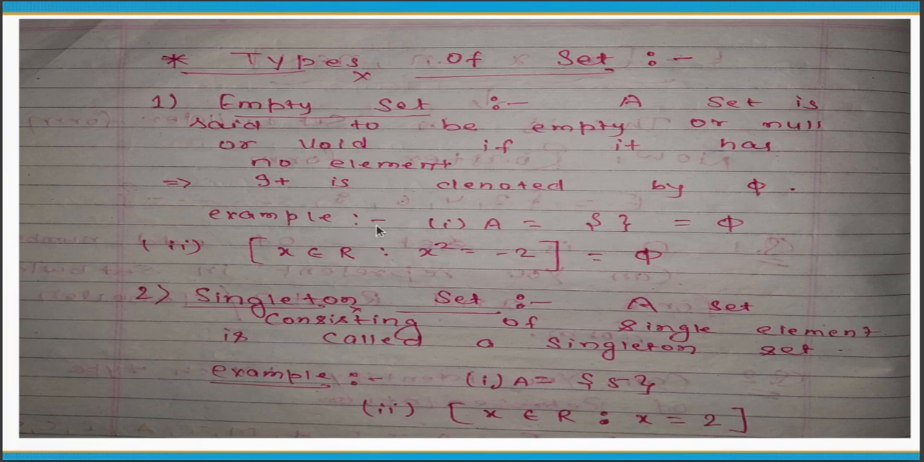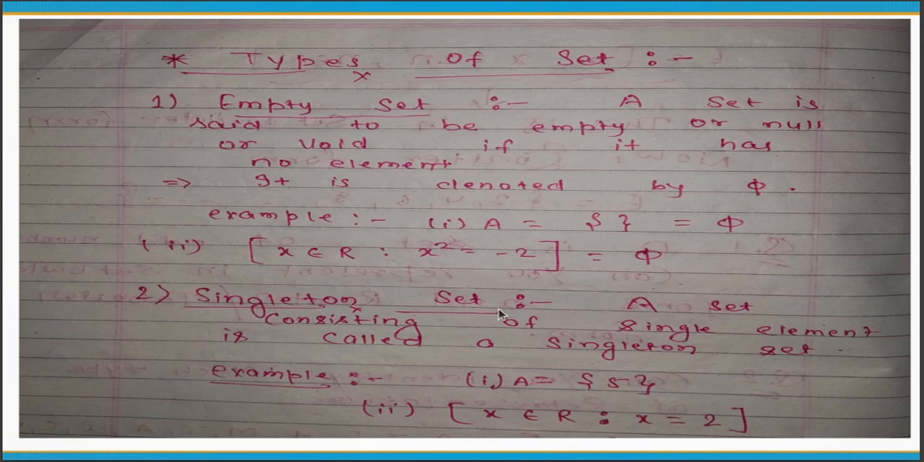For example, a set A is braces which has no element, equal to phi. Now another example is x belongs to R, x belongs to real numbers such that x squared equals minus 2. No real number squared gives a negative number, so this set has no element, meaning it equals phi.